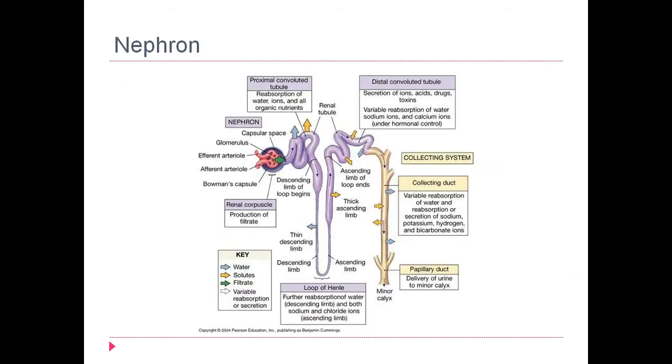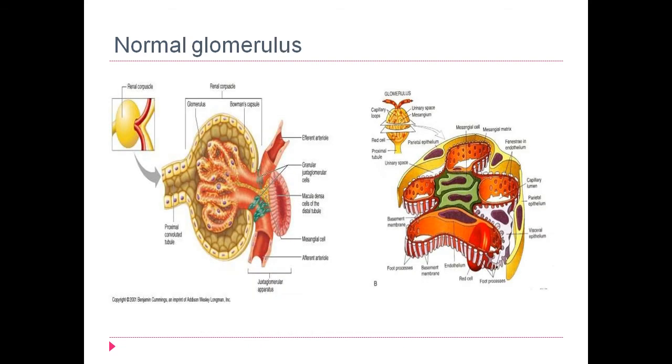Here you can see the basic structure of a nephron. You can see the glomerulus, then the proximal convoluted tubule, the distal convoluted tubule, and there is a collecting system. Each one has its own specific function, as we can see over here. So this is the basic structure of the glomerulus, and there are membranes and there is space. We can see it here.